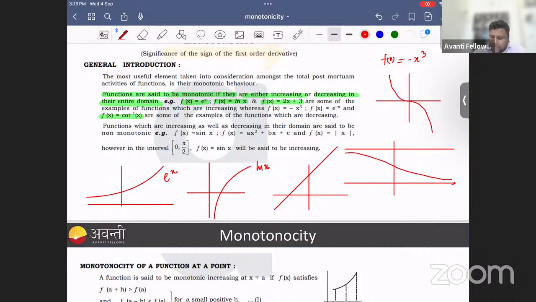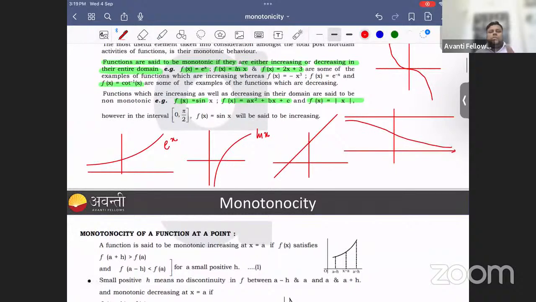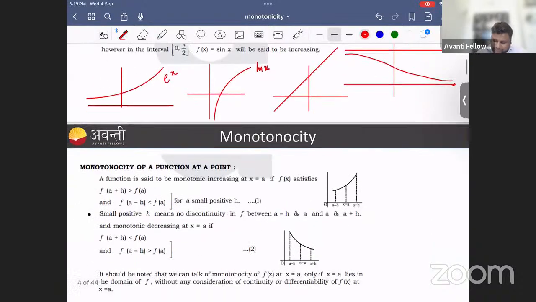Now there are certain functions which are increasing as well as decreasing in their domain. Like if you see sin x, or ax squared plus bx plus c, or mod x, they are increasing as well as decreasing. So those functions are not called monotonic. They are sometimes increasing, sometimes decreasing.